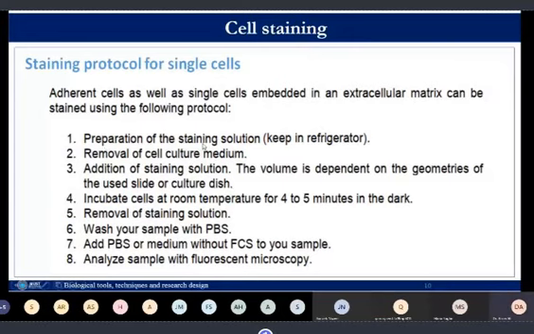First, you need to prepare the staining solution. This is number 1, and keep it in the refrigerator. Of course, it is temperature sensitive. You need to save it at 4 to 8 degrees temperature.